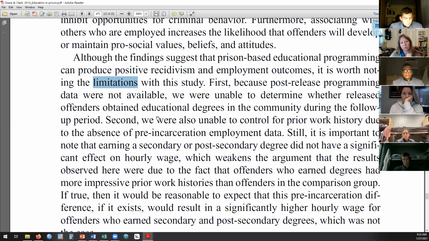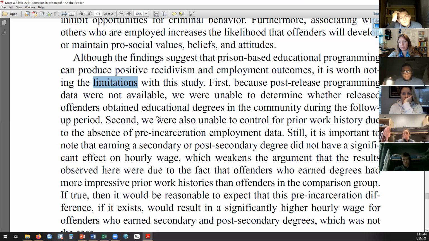So if somebody was released and got an education, they're still going to be considered in the control group, which is not really that big of a limitation because what we're studying here is the effect of prison-based education programming, right? So if they got an education outside of prison after they were released, it's not really part of this study, but it's still something that you have to mention.